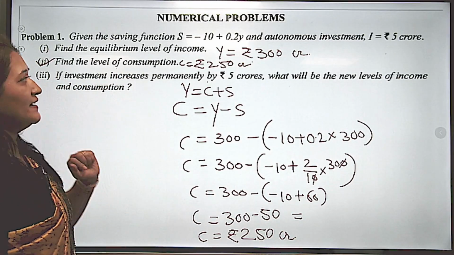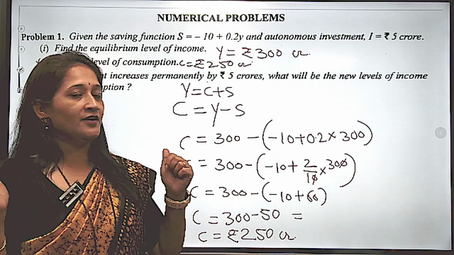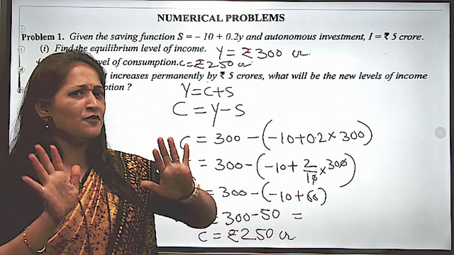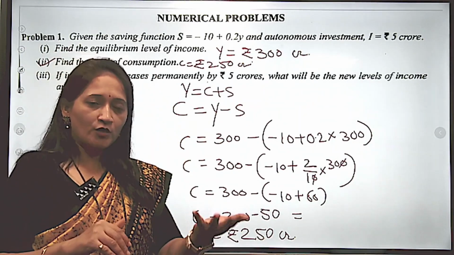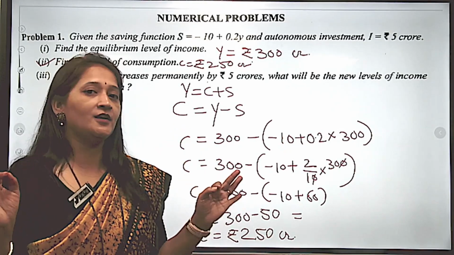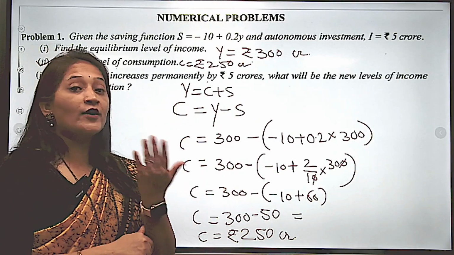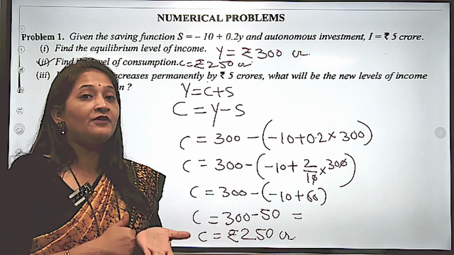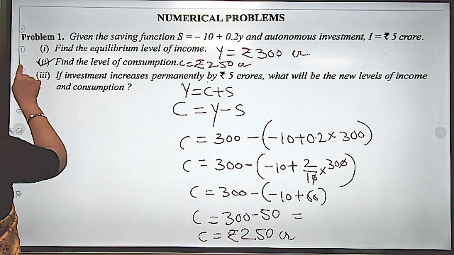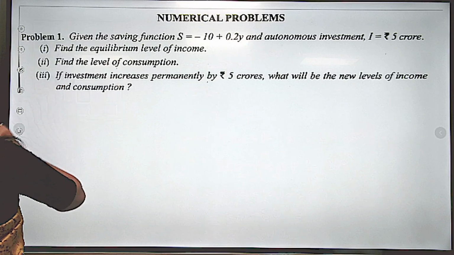Now what has happened? Kahani mein twist. There is an increase in the investment in the country by rupees 5 crore. That means there was an initial investment of 50 crore, and 5 more crore are being added. So total investment is now 55 crore. Now with this change in the investment, what will be the new equilibrium level of income and consumption? To do that, let's move ahead with the calculation part.